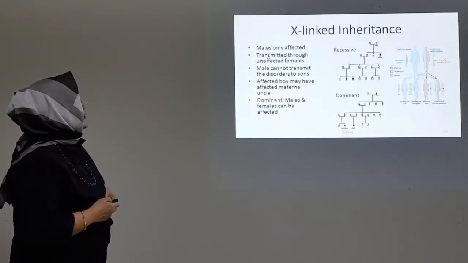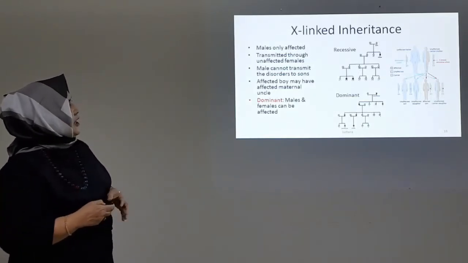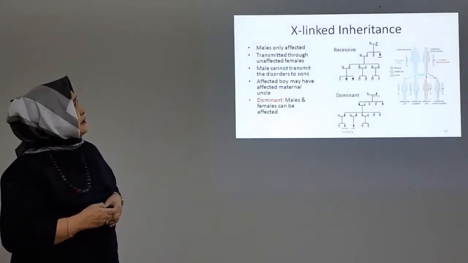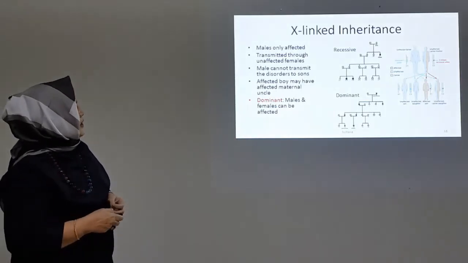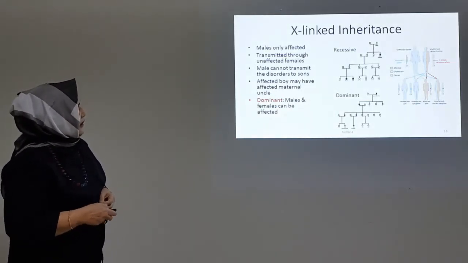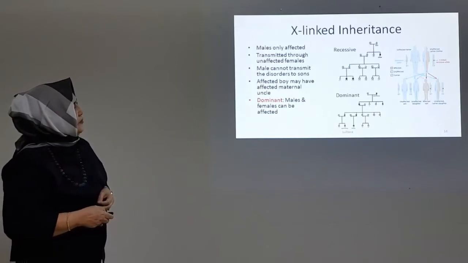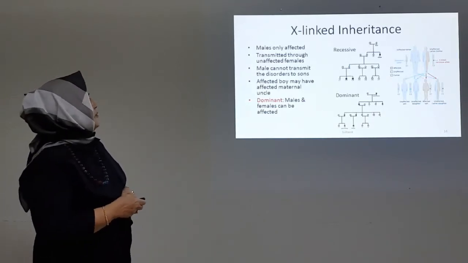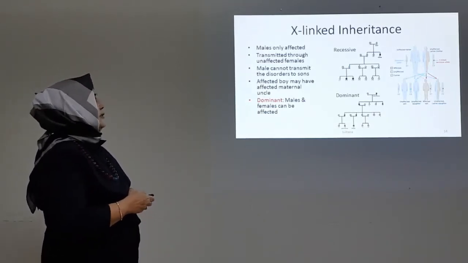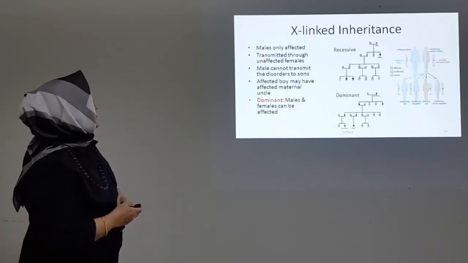one. And the next one, X-linked inheritance. There are two types of X-linked inheritance. Can be recessive, can be dominant. In dominant type, male and female can be affected, but in recessive type, usually all affected are male. Yeah. Next one.